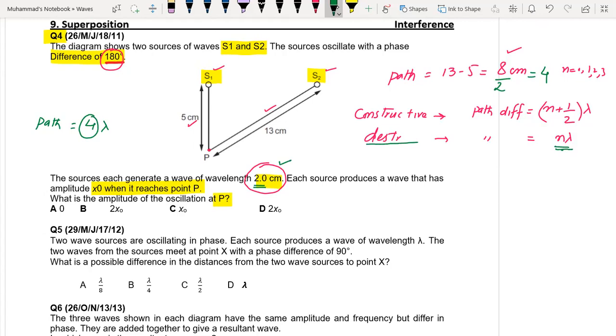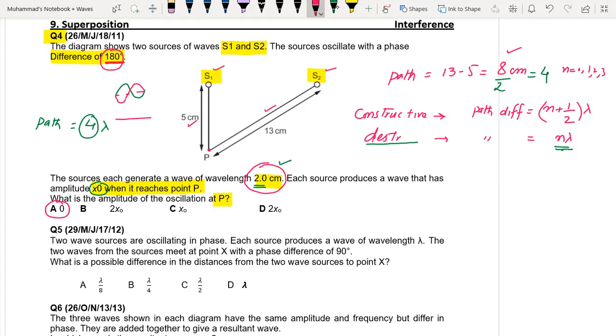If the amplitude of each wave is x naught, and they interfere destructively, this means that the crest of one wave will overlap the trough of another wave and they have the same amplitude. So the resultant amplitude at point P will be 0. So option A is correct.